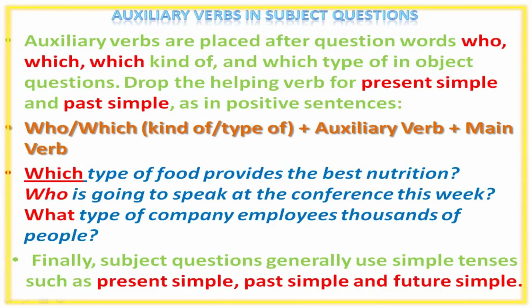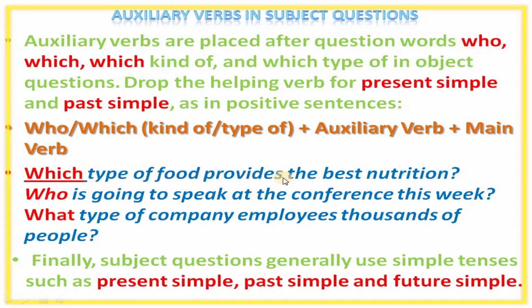Auxiliary verbs in subject questions. Auxiliary verbs are placed after the question words who, which, or what kind of, and what type of in object questions. Drop the helping verbs for present simple and past simple as in positive sentences. The general formula for framing this kind of question is: who or which, what kind of, or what type of, and then plus auxiliary verb plus main verb.